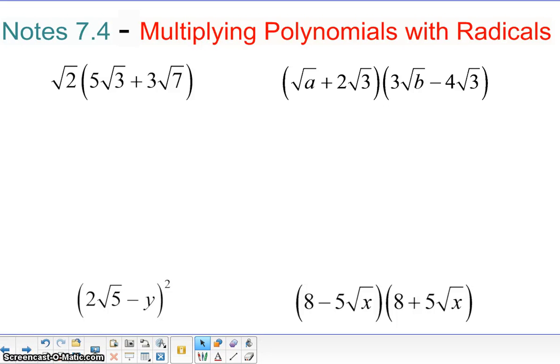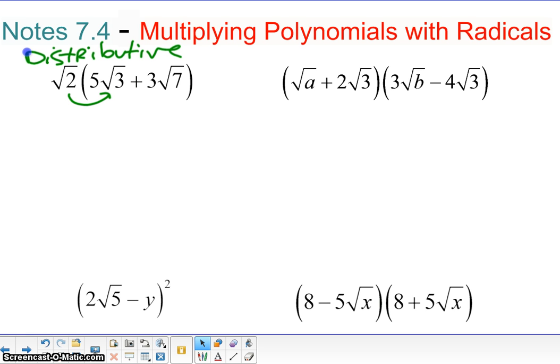Hi, this is Mrs. Slater, and today we're going to multiply polynomials with radicals, and you're going to see a lot of the same things we've done in our past just show up here. For example, this is just the distributive property. So we're going to take the radical and distribute it.